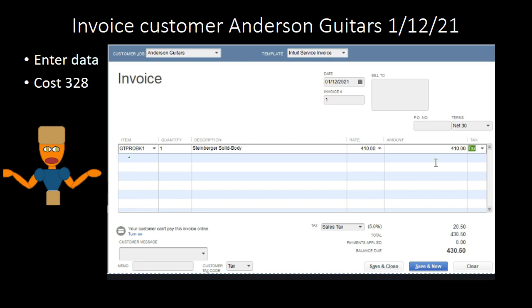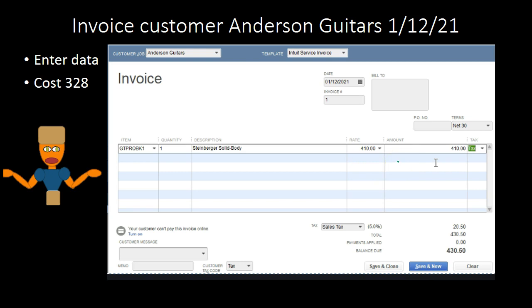This is the item number of the guitar. We're selling one of those. Once we choose that, the rest will populate. The QuickBooks system, if this item has been set up correctly, will just draw out the fact that this is a Stanberger solid body guitar. The rate that we sell them for is $410, and the amount then is $410, which is 410 times 1.